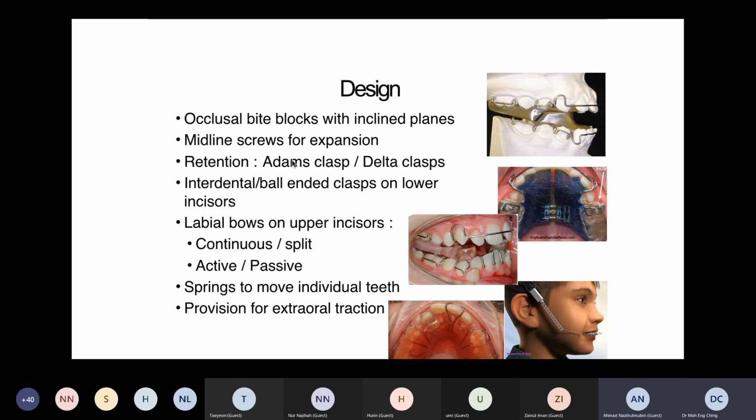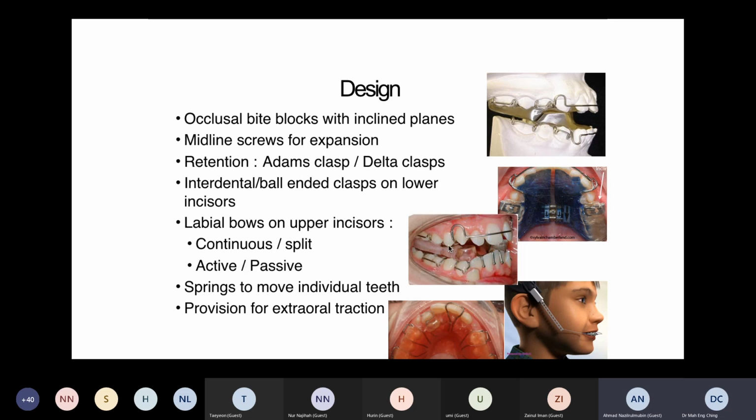So retentions come from Adams or the delta clasps, and the interdental ball-end clasps on the lower incisor. So all this is for the retentive component. Then the labial bow on the upper incisor, you can use a continuous one, which you bend in the lab before. We can also have a split, which means we can have a cut in the middle. Then it can be active or passive.